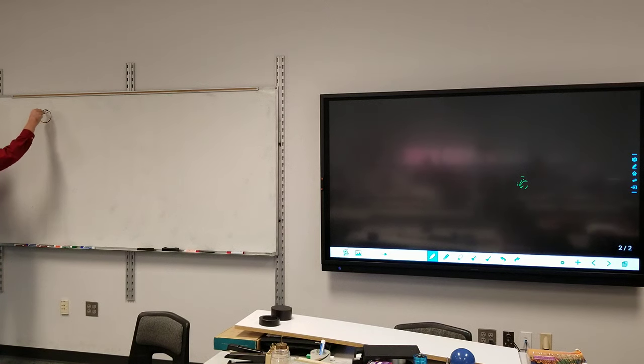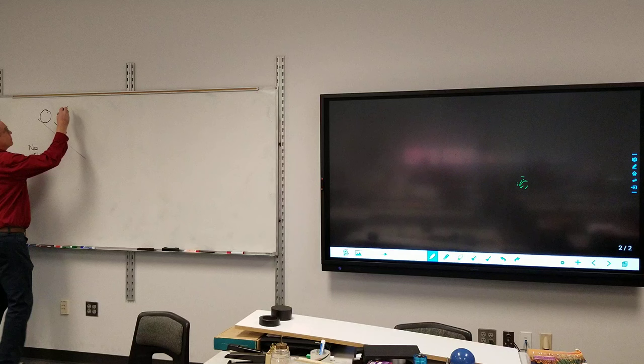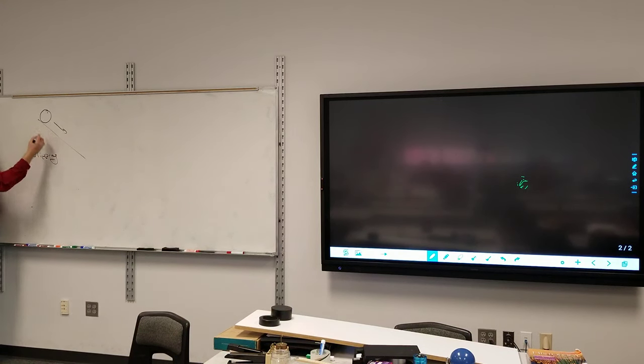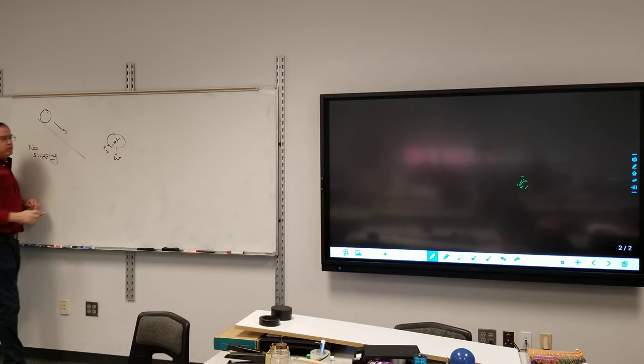I have an object that is going to roll down an incline. We will assume no slipping, so, perfect roll. Because there's no slipping, if we look at the forces acting on this, I have normal force, I have friction, static friction, and weight. Those are the three forces acting on it.